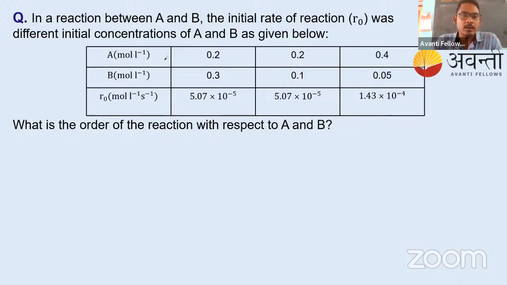In the first column, the concentration of A is 0.2 and B is 0.3, and at that time the rate of the reaction is 5.07 into 10 to the minus 5. Similarly, in the second and third columns, we have some data. Now we have to use this data to find the order of the reaction with respect to A and B. Everyone please try once, and after that we will discuss. At least try to write the data. Let's take a hit and trial method and see whether we can solve this or not.